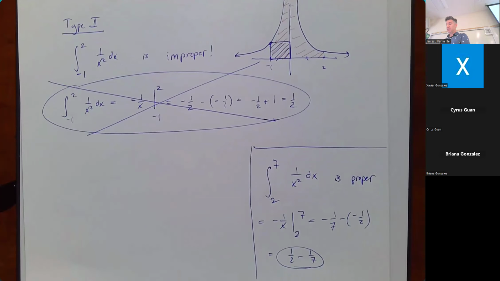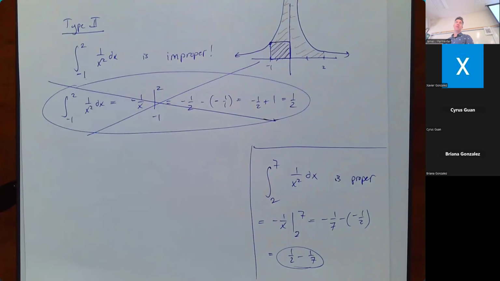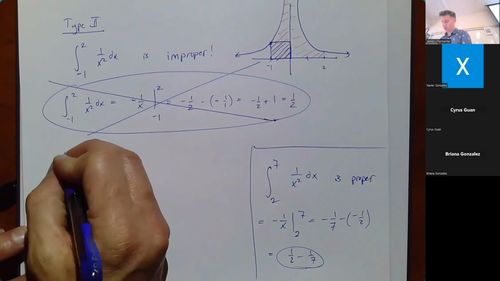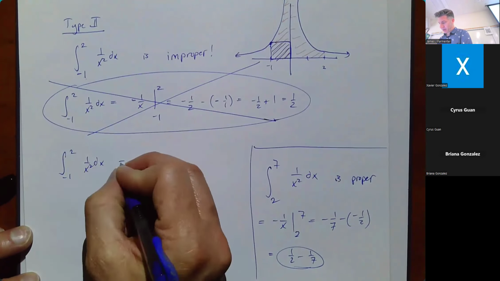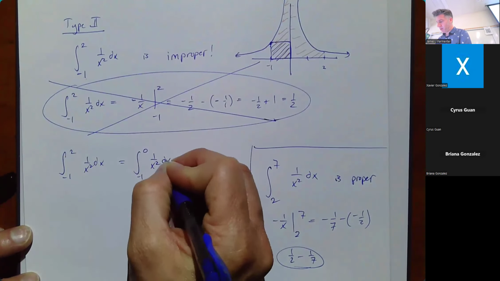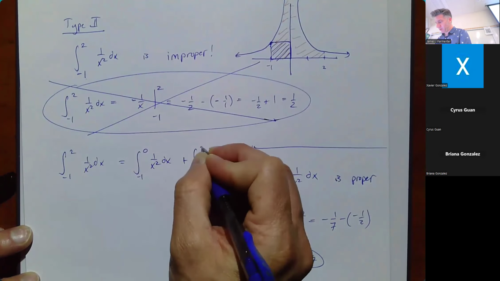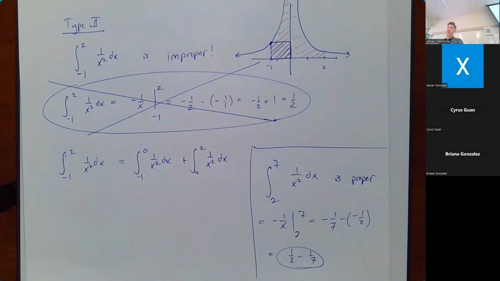0. Since 0 isn't one of the actual limits of integration, we have to break this up at the point that's a problem. So we're going to rewrite the integral from -1 to 2 of 1 over x squared dx as the integral from -1 to 0 of 1 over x squared plus the integral from 0 to 2 of 1 over x squared. And then just like with the previous problems where we had an infinity and a negative infinity, we broke it up into 2 integrals.